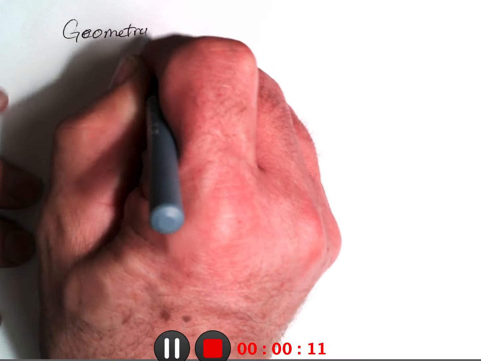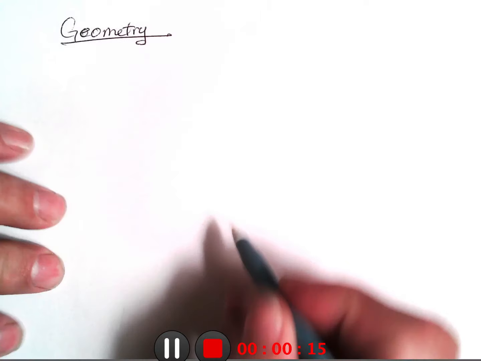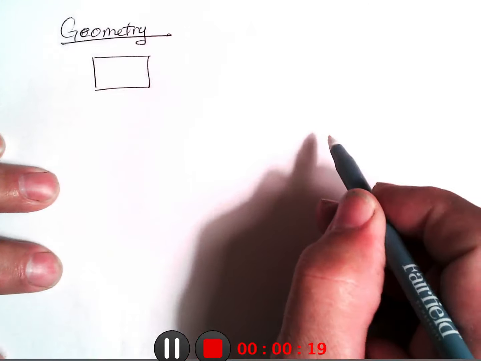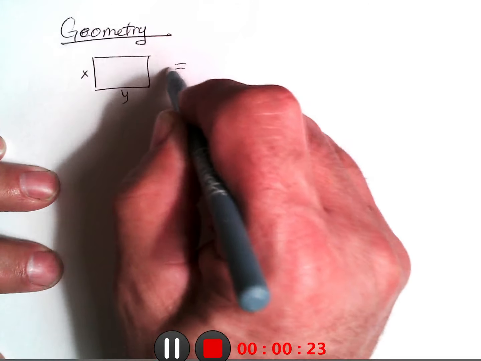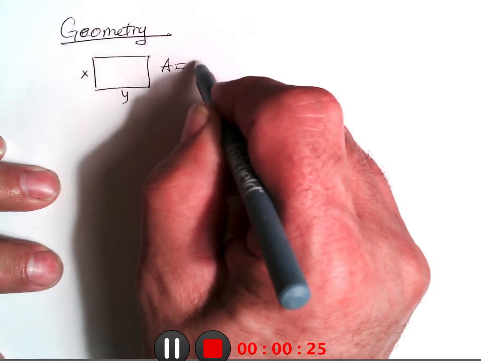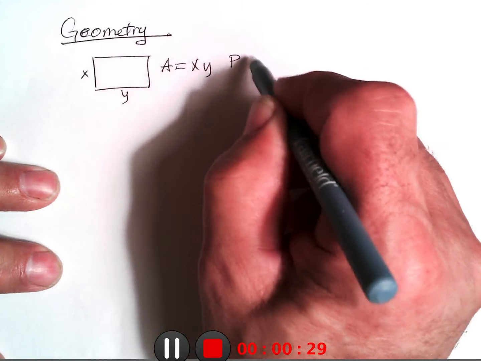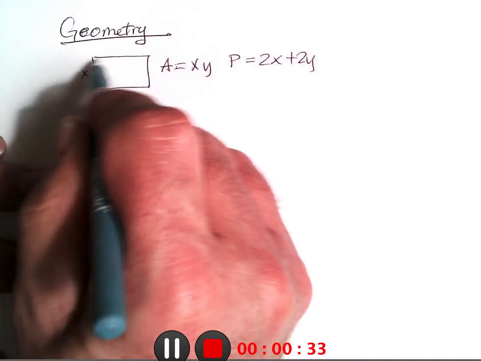Okay, start with really simple. If you have a rectangle, the area is length times width, and the perimeter is 2x plus 2y. Two of these sides and two of those sides.